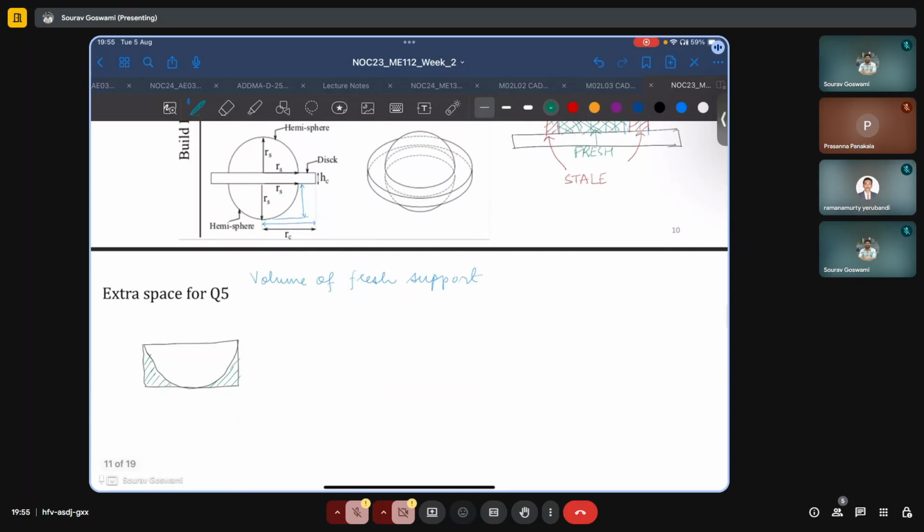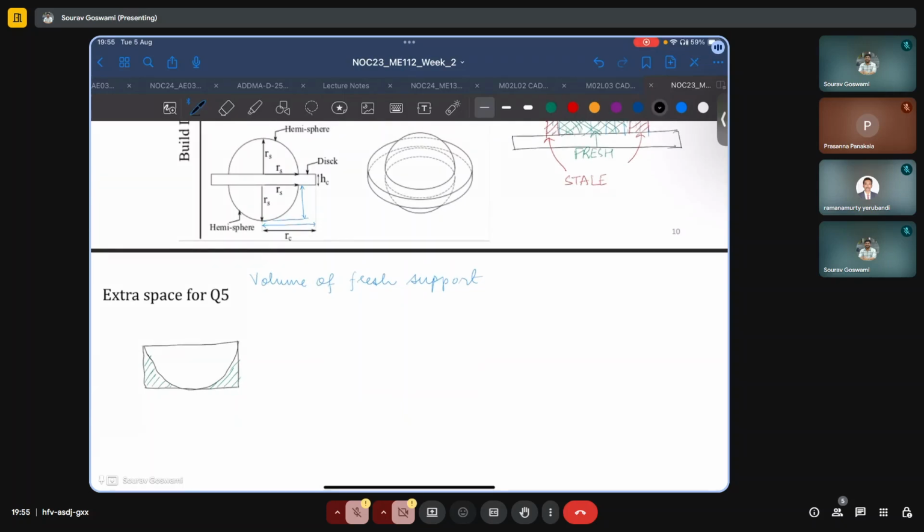And let us also mark the dimensions. So this height is rs, half of this is also rs. And so what we're looking for is simply equal to the volume of the cylinder minus volume of the hemisphere contained within it.